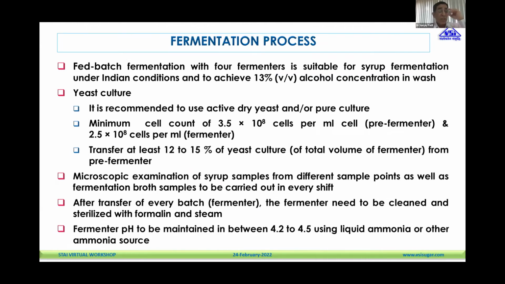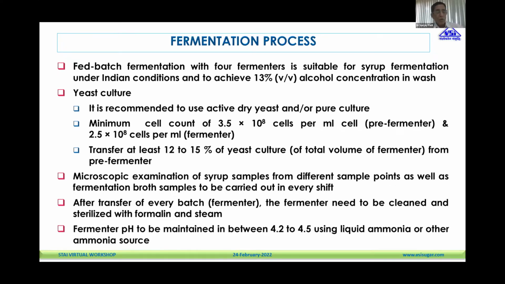As far as fermentation is concerned, in India, we use typically fed batch fermentation with four fermenters, and we can target for about minimum 13% alcohol concentration in the fermented wash. And as far as yeast culture is concerned, we recommend to use a combination of active dry yeast as well as pure culture. You can maintain a cell count of about 3.5 into 10 raised to 8 cells per ml in the pre-fermenter, and about 2.5 into 10 raised to 8 cells per ml in the fermenters. You have to transfer minimum about 12 to 15% of the pre-fermenter, which is fully propagated, for the fermentation to progress properly.